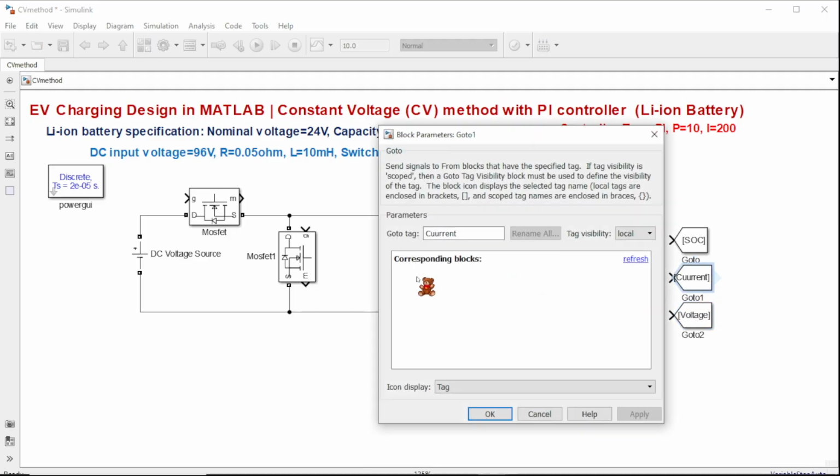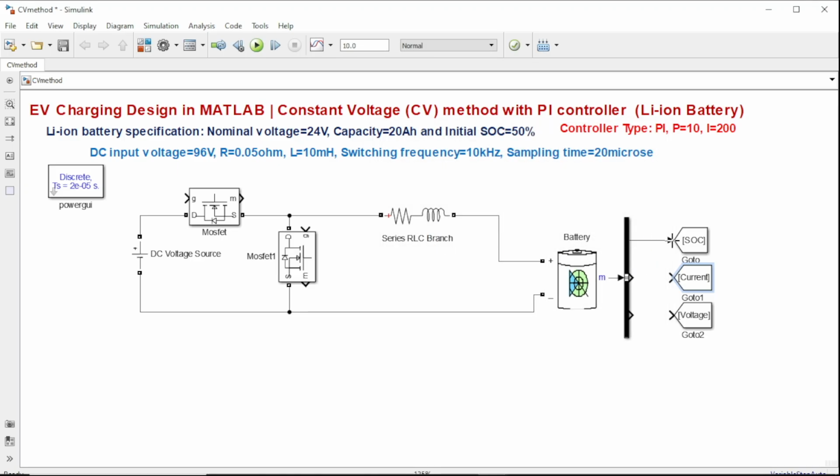Okay, now it is okay, just connecting it. Now I need scope.